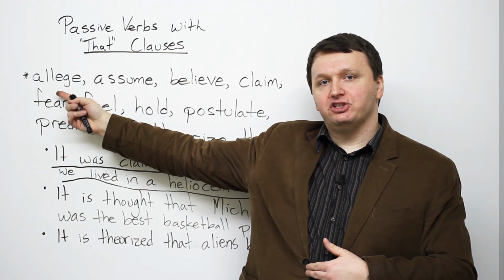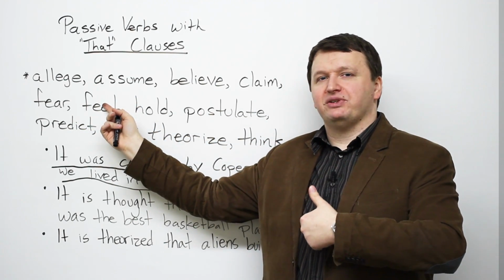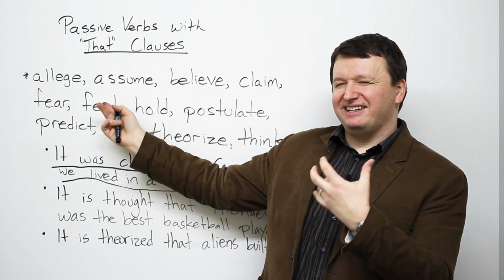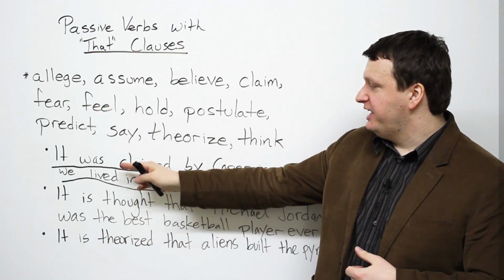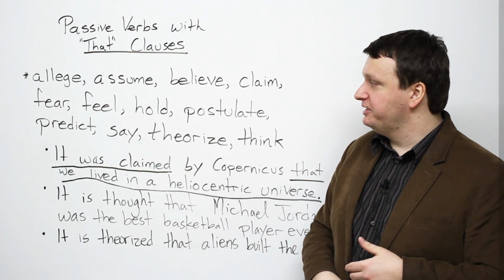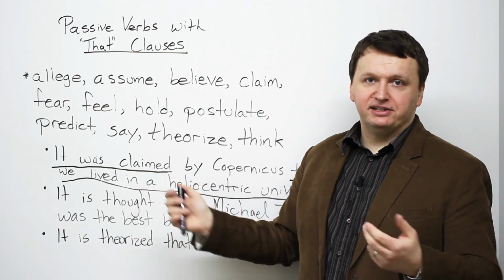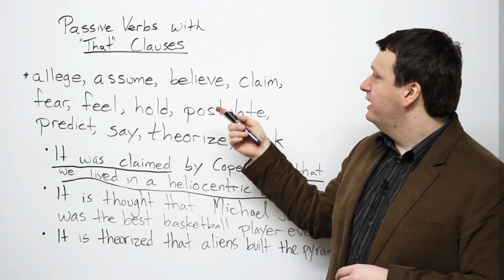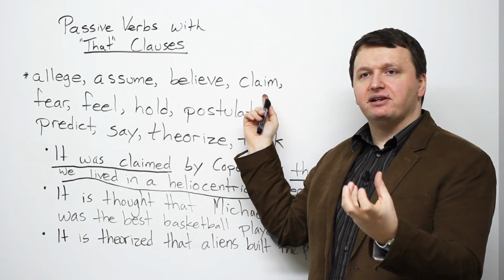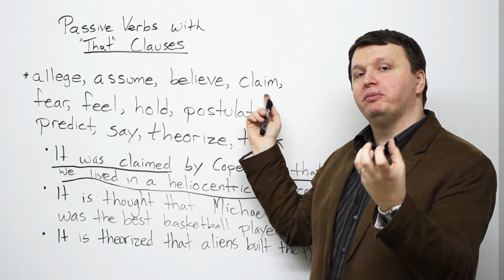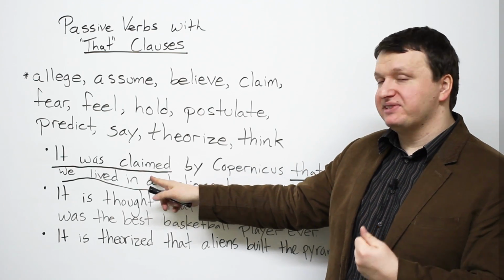So we have allege. Allege is similar to assume, okay? So this is something that a person said and they believed it, they assumed it to be true, okay? So again, we can say it was alleged by Copernicus, it was claimed by Copernicus, it was assumed by Copernicus as well, okay? Claimed, if a person makes a claim, they are saying that something is probably true, okay? So again, just like we have here, it was claimed by Copernicus. This is what he said.